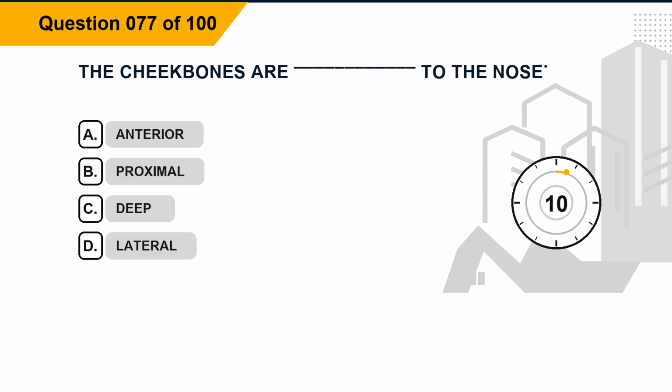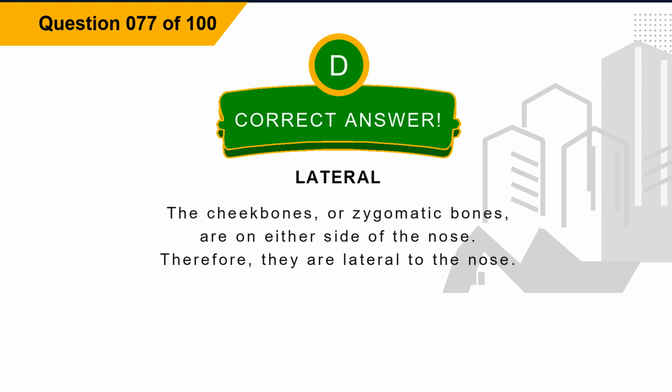Question 77. The cheekbones are blank to the nose. Option A, anterior. Option B, proximal. Option C, deep. Option D, lateral. The correct answer is option D, lateral. Explanation. The cheekbones, or zygomatic bones, are on either side of the nose. Therefore, they are lateral to the nose.